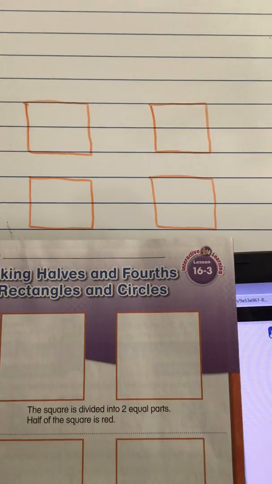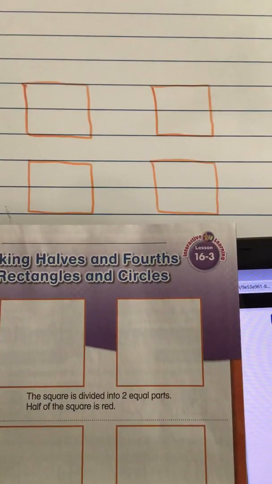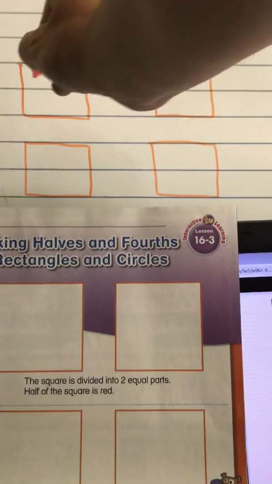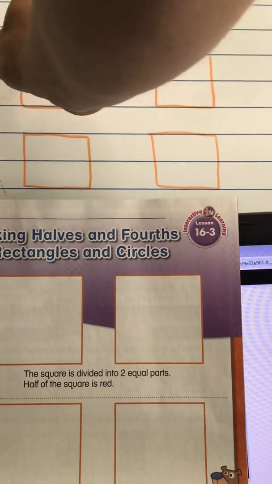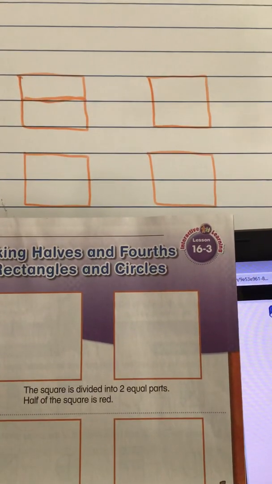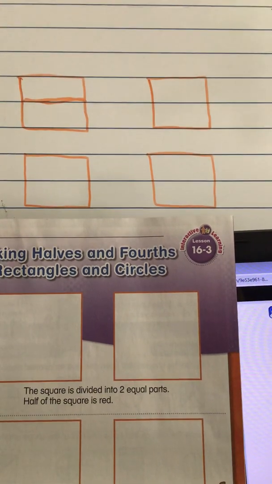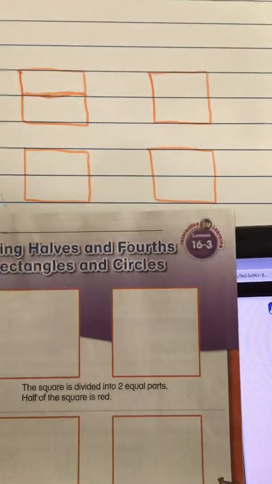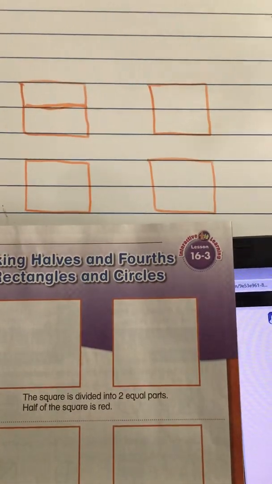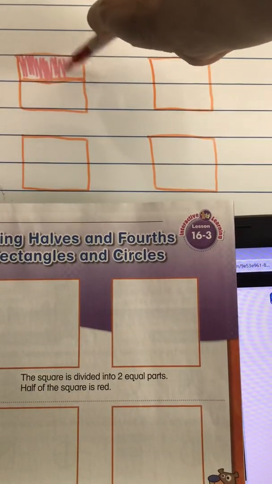All right, so on the very top one, we're going to make 2 equal parts. I'm just going to go like this and make 2 equal parts. So go ahead and draw your line to show me on your paper. And then we're going to color one of those parts red. It doesn't matter if you don't have a red. It doesn't really matter what color you color it. You can even use your pencil. So pick one part and color it red.